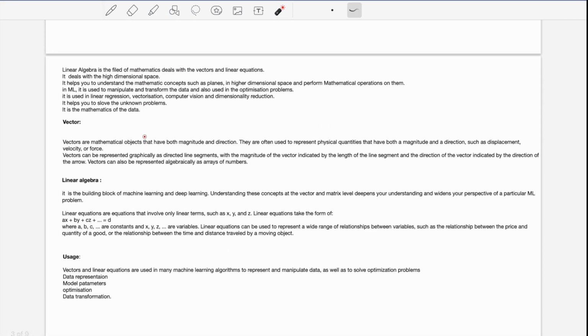So in a nutshell, I'm going to give a brief summary in 1 minute. Linear algebra is a field that deals with vectors and linear equations. So what do you mean by vector? A vector is just an array of numbers. What do you mean by a linear equation? A linear equation can be used to represent a wide range of relationships between variables.